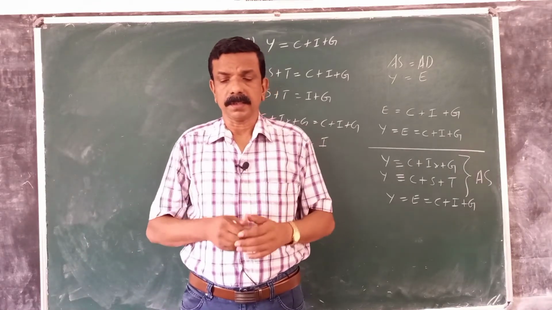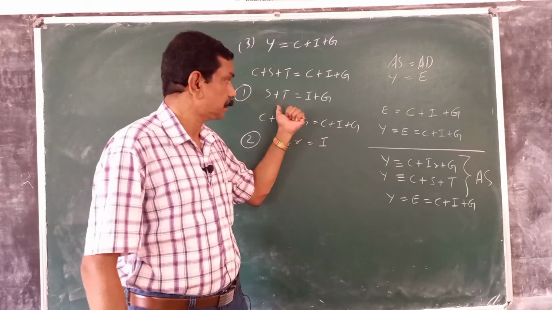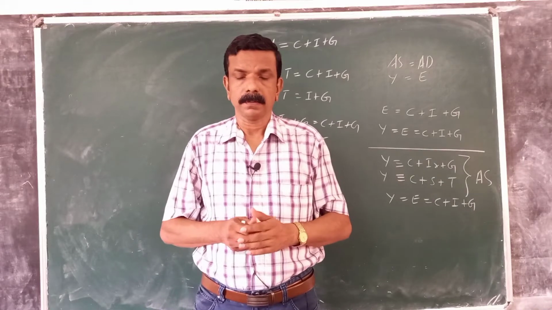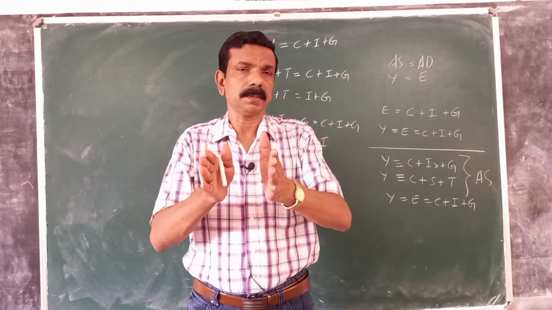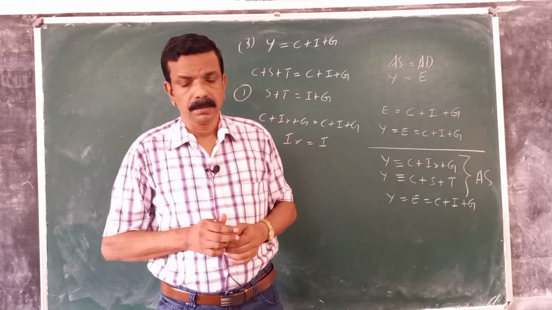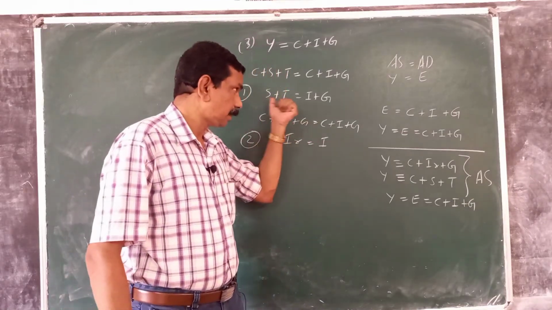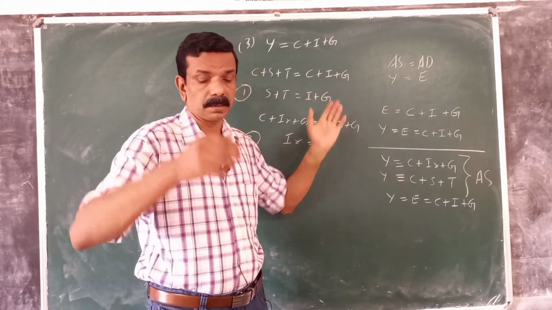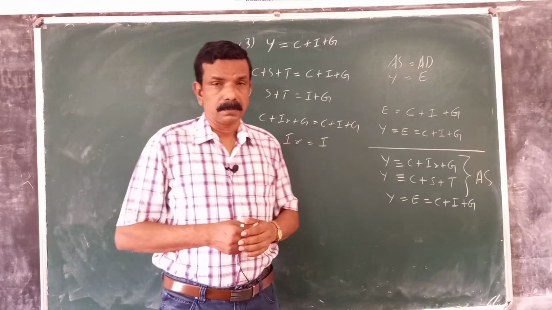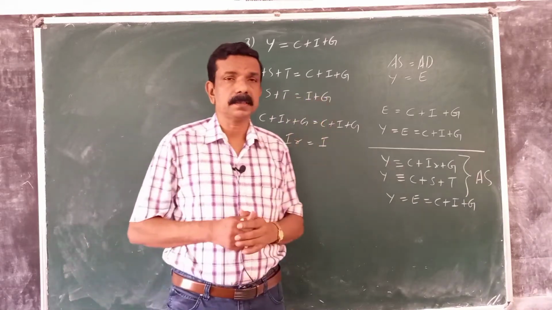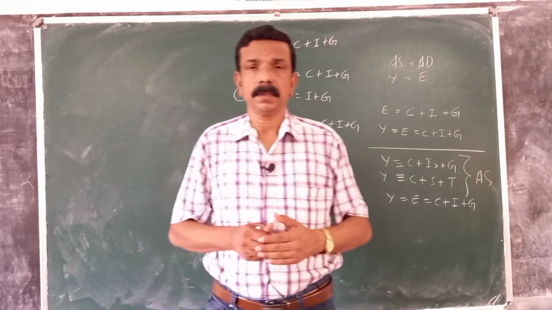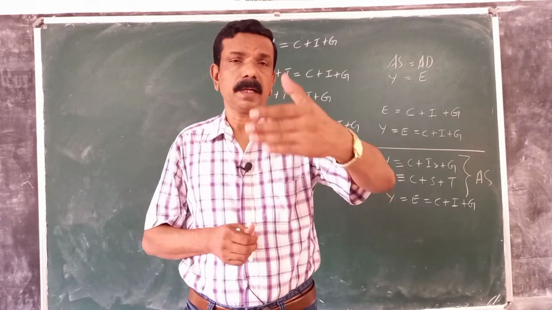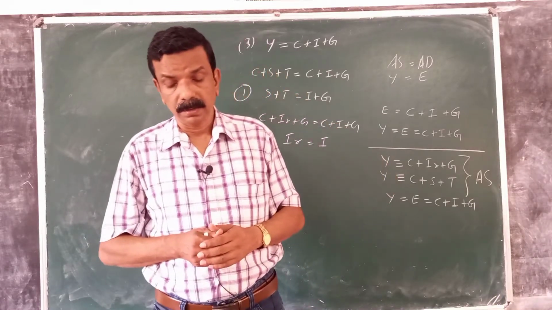The second definition is that S plus T is equal to I plus G. That is, this equilibrium condition can be stated differently as S plus T is the leakage from the income flow. I plus G is the injection to the income flow. So, this second condition says that for equilibrium level of income and output, leakages from the income flow will be balanced by injections to the income flow.